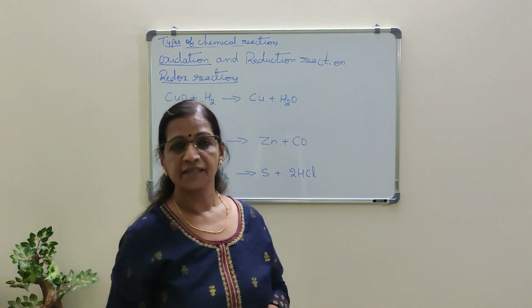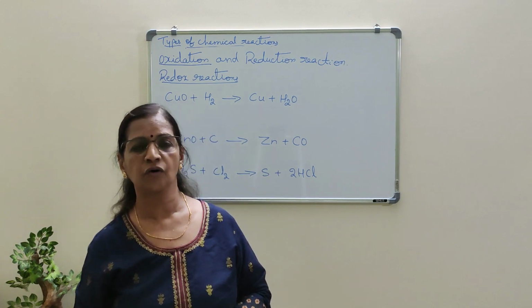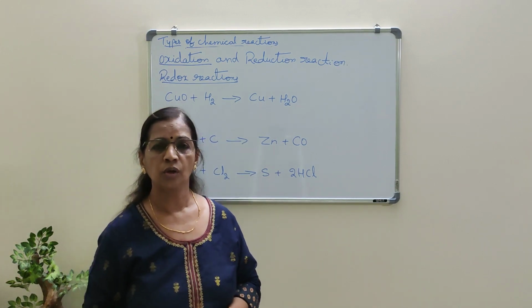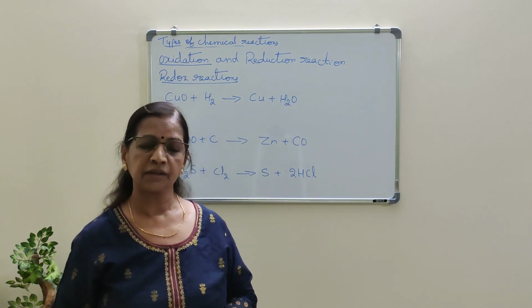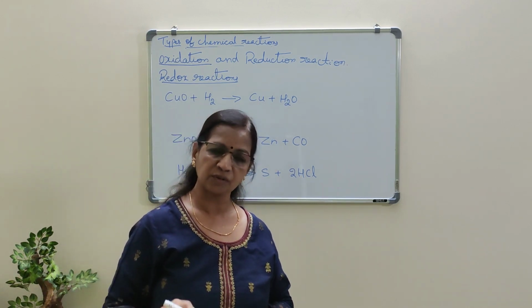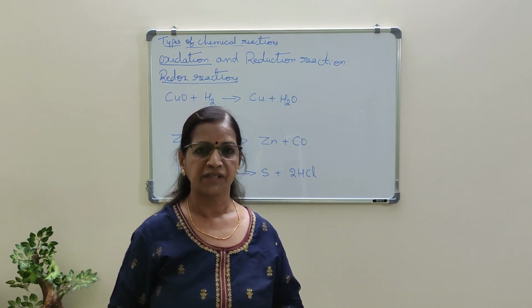What is oxidizing agent? Oxidizing agent is a substance which gives oxygen for oxidation, and also it removes hydrogen. And what is reducing agent? Reducing agent is a substance which gives hydrogen for reduction, and it also removes oxygen.